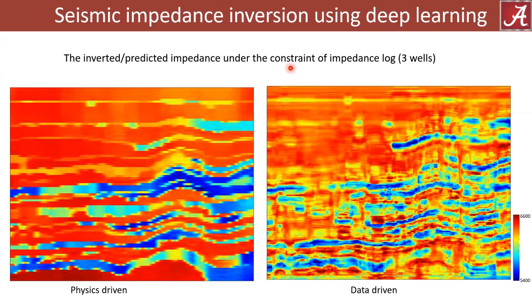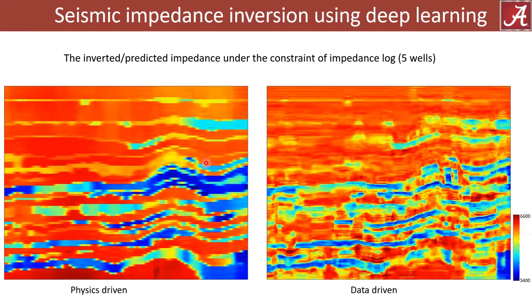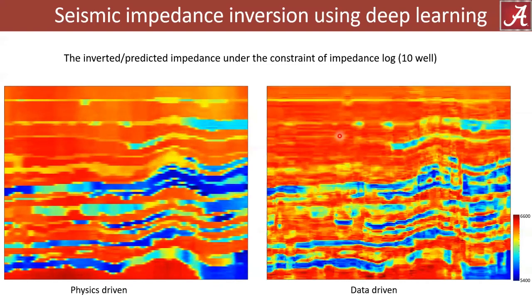And if we increase the number to 3, we can see the result using data-driven becomes better. But still, the horizontal layer for the same sand horizon is not continuous. But you can see the physics-driven is still good. When we increase to 5, the data-driven method becomes better than before. And here's the 10, it's much better than before.